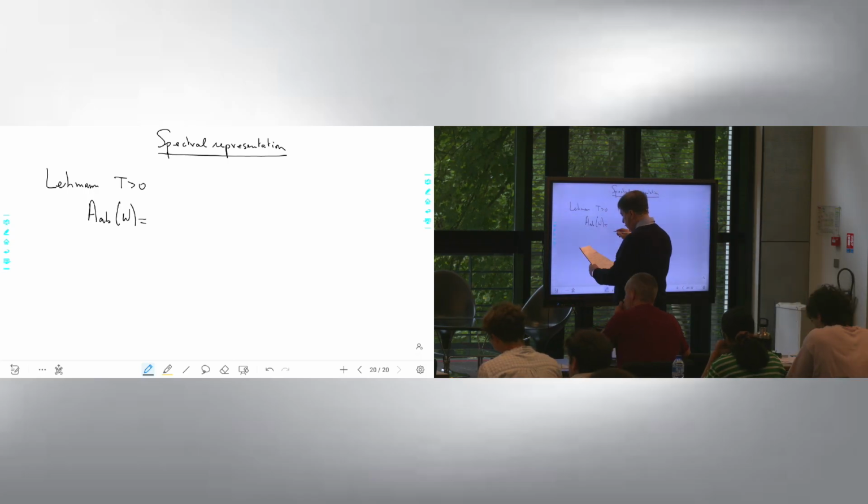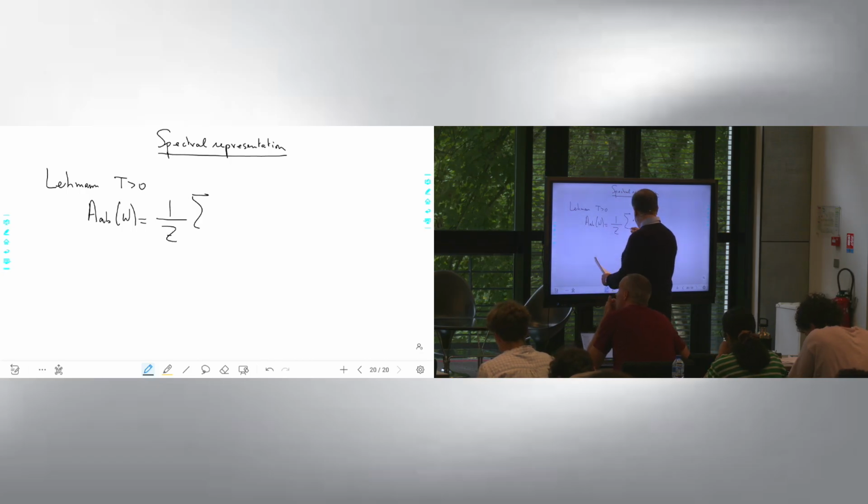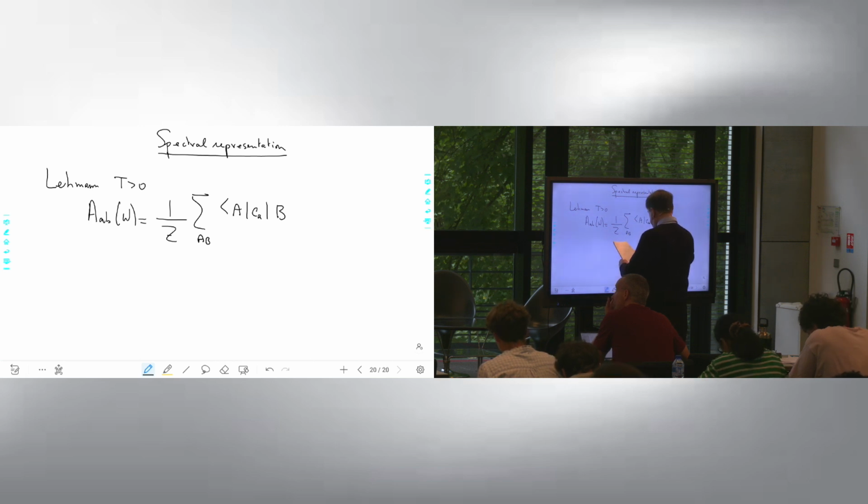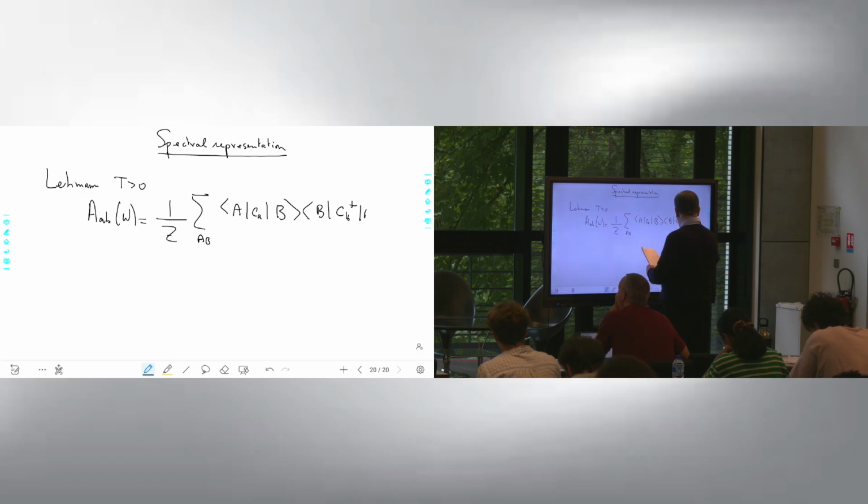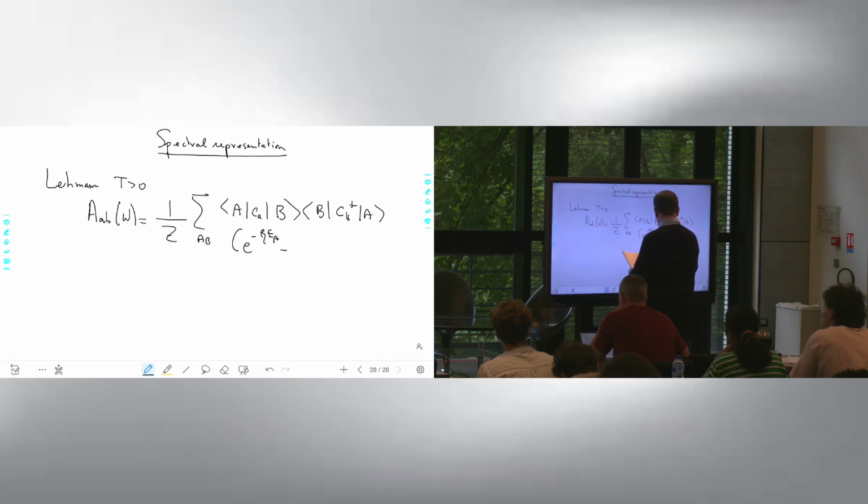But you'll get this formula: 1 over Z, sum over A, B, of the matrix elements of C_A and C_B dagger, times some thermal factors, which are just there to do something very specific.